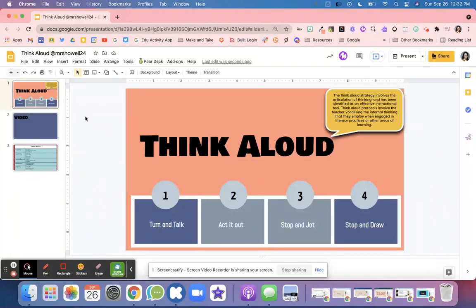Right here we have think alouds. And think alouds is a really good strategy that involves maybe a teacher or a student just sharing their thinking aloud. And again, it has been shown in research that this is a really effective instructional tool.